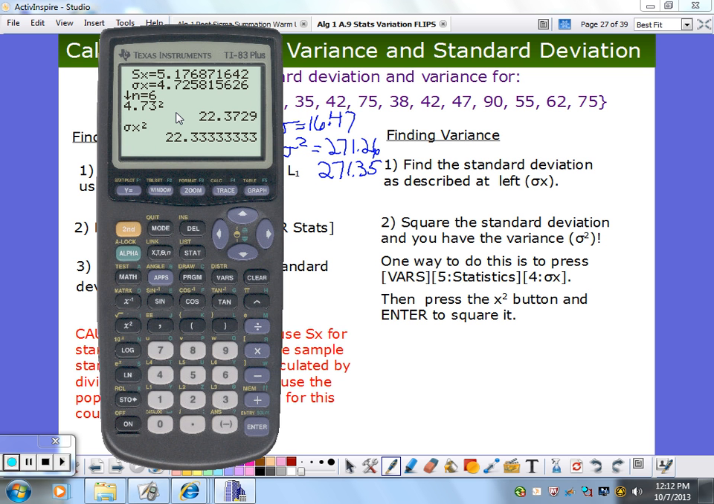This one is more precise because we used the number that the calculator calculated for us. I will accept either one if I ask you for variance. Either one, I will accept. Yes? The square button is you move one left from the 7 and then up one. Right? We used that on our last unit, the square button. See it? Yeah. Okay.